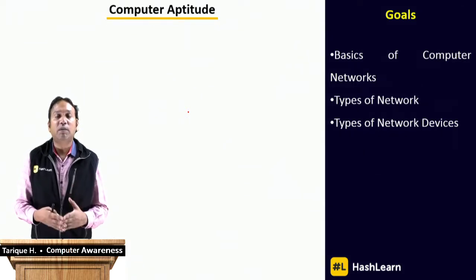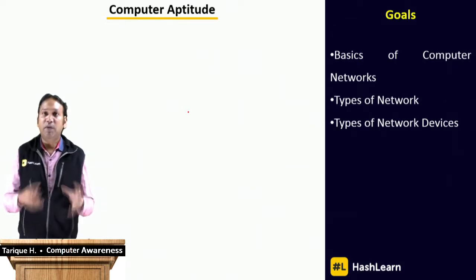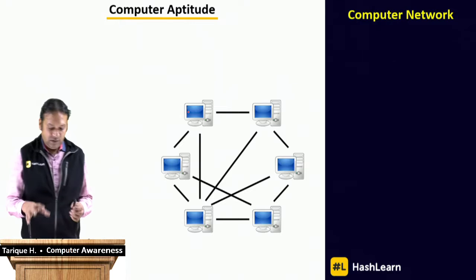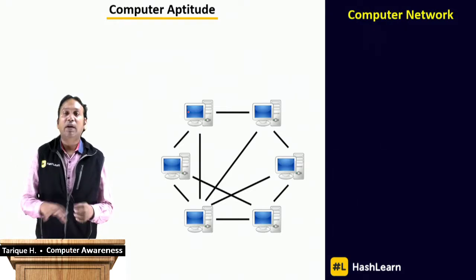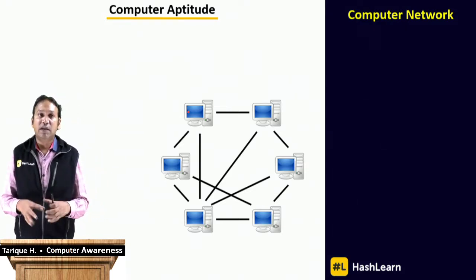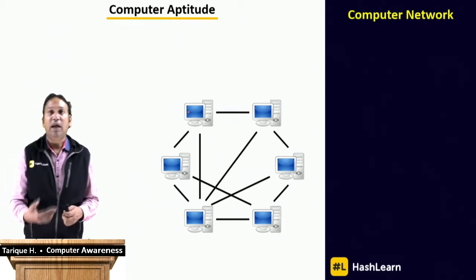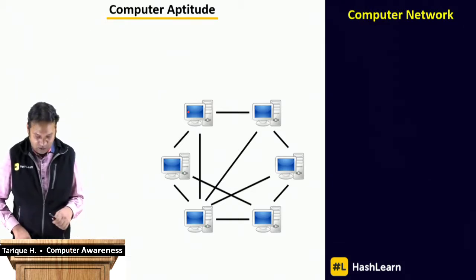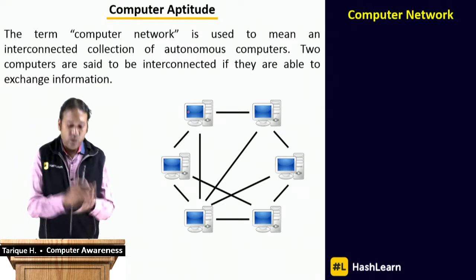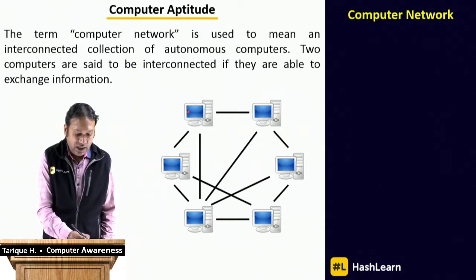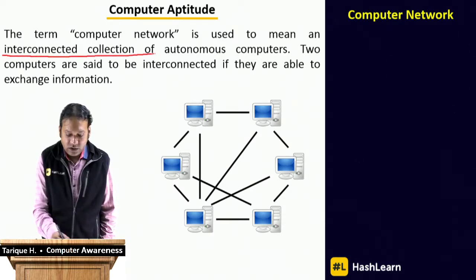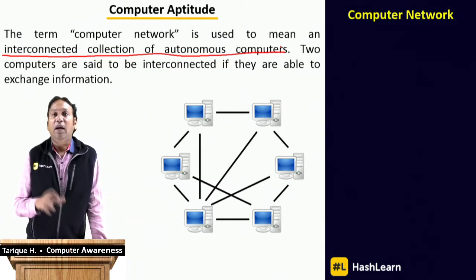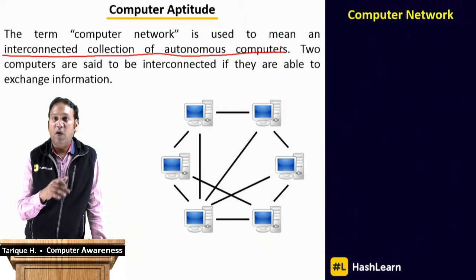Similarly, a computer network means a number of computers that are connected to each other. So you can see here, this is a diagram. You can see how these computers are connected to each other, and that means once they are connected, they can share information. What is the main purpose of connecting computers? It is to share information. And so how do we define it then? The computer network is used to mean an interconnected collection of autonomous computers. Okay, so in short we say an interconnected network of autonomous computers.